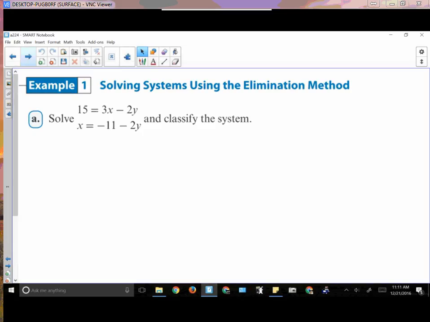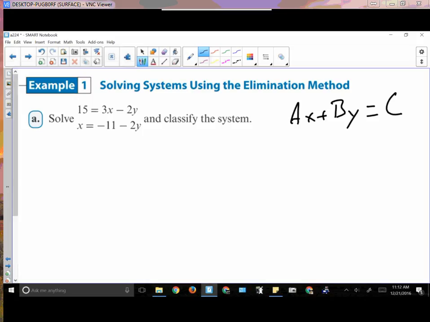Now, for elimination to work, things have to be lined up to begin with. So, what I recommend doing is always putting the equations in the order of ax plus by is equal to c. If you always have it in that order, then you've got a good starting point. So if I take a look at the first equation that I have here, all I really got to do is flip that around. So I got 3x minus 2y is equal to 15.